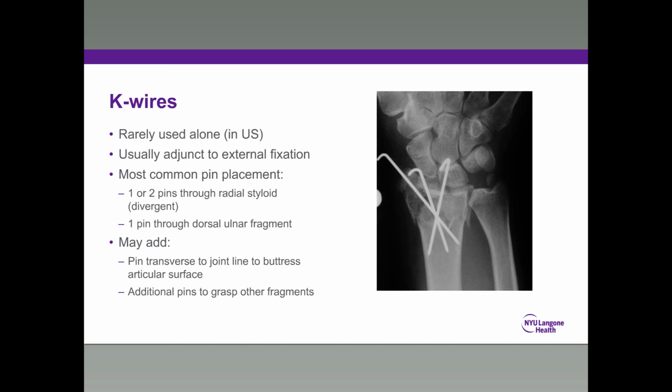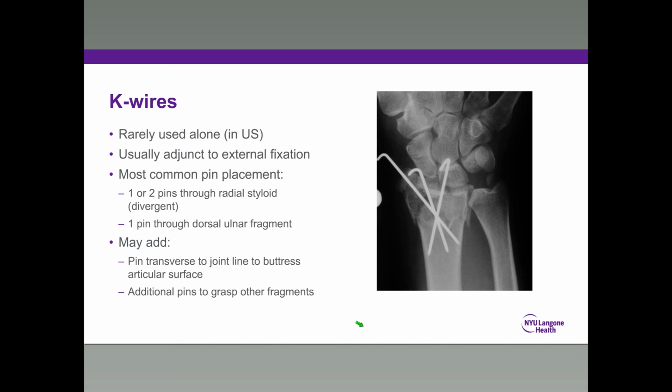The most common pin placement is actually not exactly what's shown here, but it's one or two pins through the radial styloid. And you want to make sure those pins are divergent because you don't want just two parallel pins. That's not really helpful to you. And then a pin from the dorsal surface through the dorsal ulnar fragment. And that can be kind of bothersome sometimes because you're working more on the volar surface and that wire can get in your way when you're trying to pin it, especially if you're doing it provisionally as you're getting ready to do some fixation.